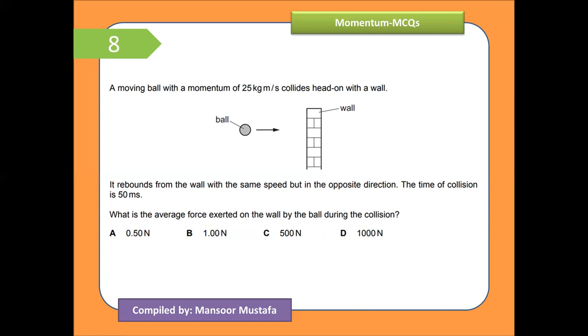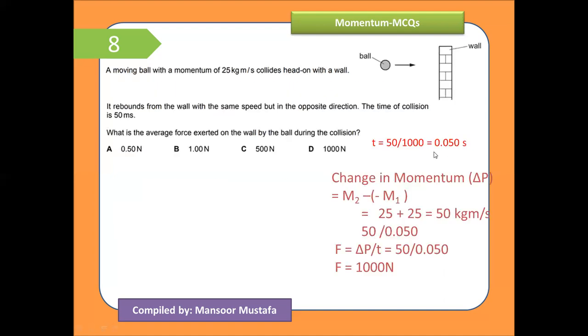ठीक, नाउ बिफोर solving the question again, you have to consider directions in this question as well, and other thing is that you have to convert this time into seconds. So let's do it. First of all, if we convert this milliseconds into seconds, means that we have to divide this time with 1000, so we'll get answer 0.05 seconds. So that is the time in seconds.